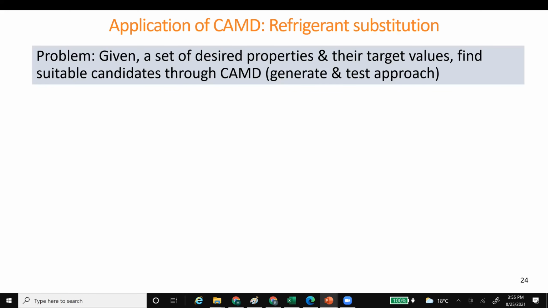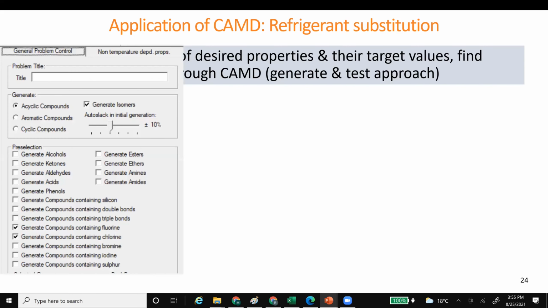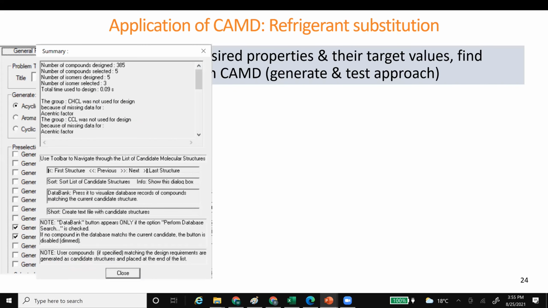So here is an example of a refrigerant substitute. We just want to replace one, find a single refrigerant. So we give what kind of molecules we want. We want acyclic compounds, we want isomers, we want fluorine, chlorine in it, and so on. Then we generate the molecules. We generate, in this case, 385 molecules, and we find only 5 that matched our requirements. Out of those 5, only 3 that we could select.